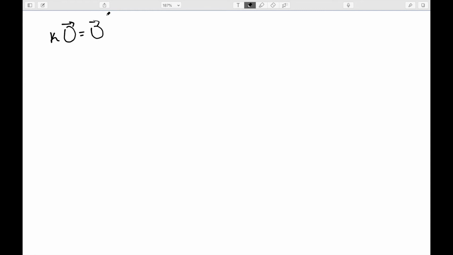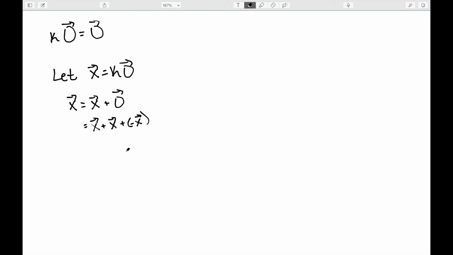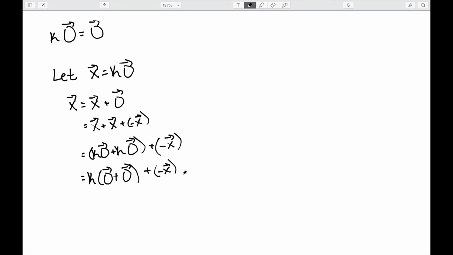My next basic property, any scalar times the 0 vector is equal to the 0 vector. In order to show that this is always true, let's let x be equal to the vector k0. And then I want to try to show that x is equal to the 0 vector. Well, we can say that x is equal to x plus the 0 vector, since adding the 0 vector doesn't change anything. I can then change the 0 vector to x plus negative x, since I know that is 0. I'm then going to change these two x's back to k0, since x is equal to k0. I can then factor out a k, so that I have k times (0 plus 0).